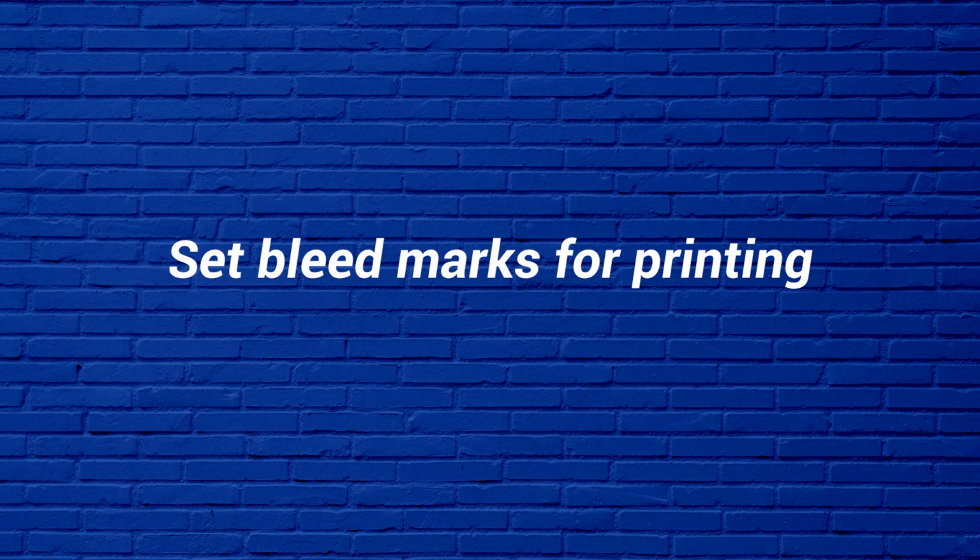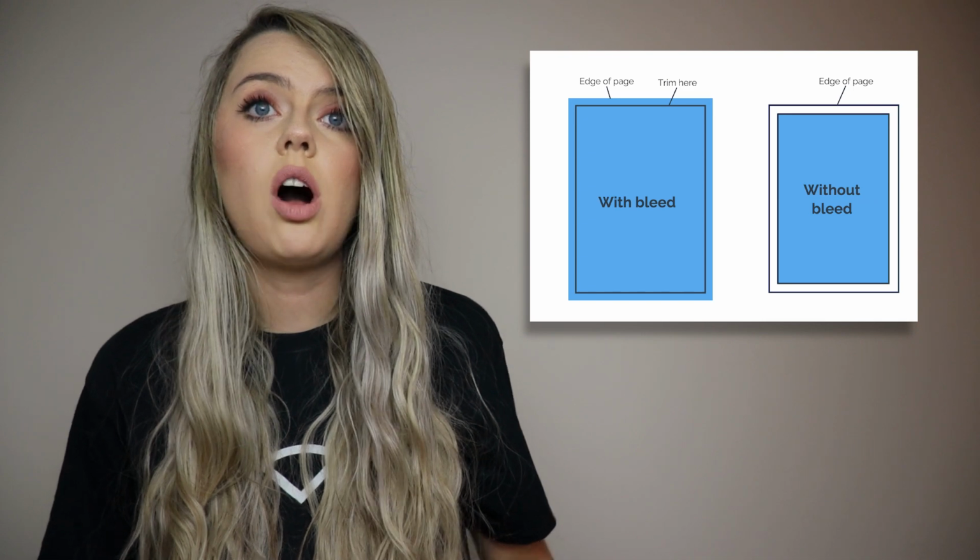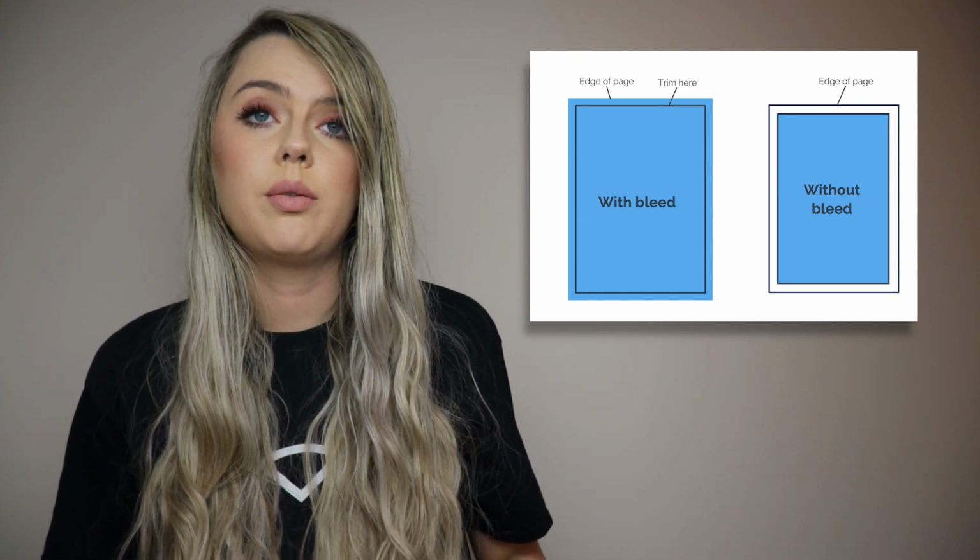Set bleed marks for printing. In printing, bleed is when you have an image or object touching the edge of the page. When you design a poster with an image that is flushed with the edges of the poster, your printer will automatically leave a thin white line around the edge of the paper. When your document has bleed marks, it needs to be printed on a large sheet of paper bigger than the design and then trimmed down to your intended dimensions.